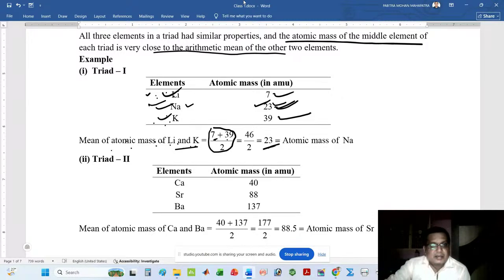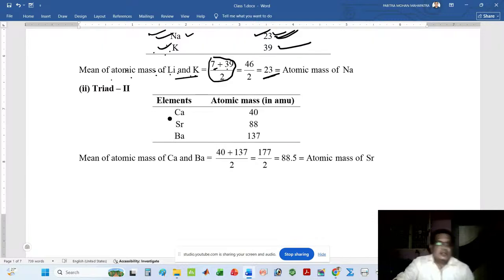Again, verify in the second triad. Look at that. Here the first element is calcium, second element is strontium, third element is barium. Calcium having atomic mass is how much? That is 40. All know about this, atomic mass of calcium is 40. Can you say what is the atomic mass of strontium? Yes, you can say that atomic mass of strontium is 88. Similarly, you can also say that atomic mass of barium is 137.